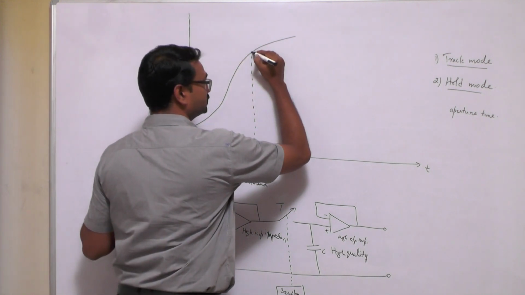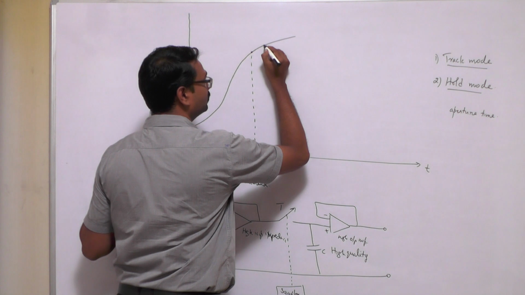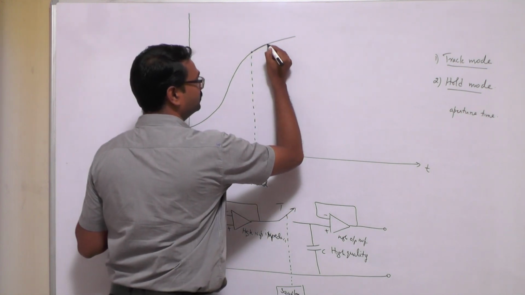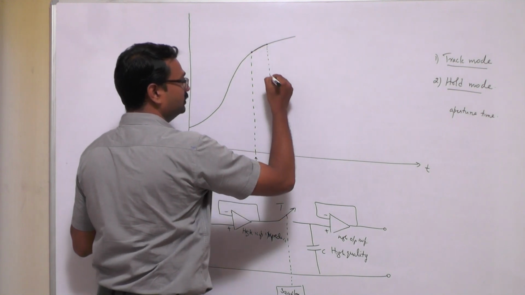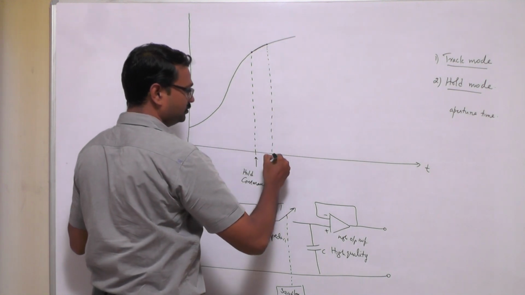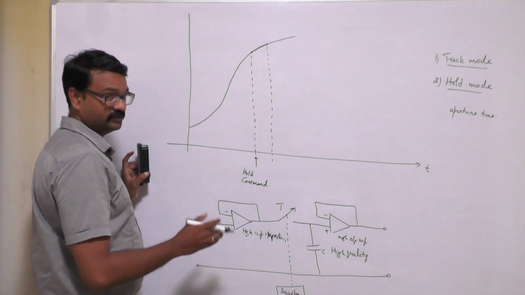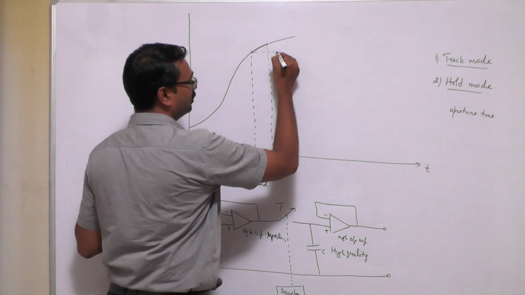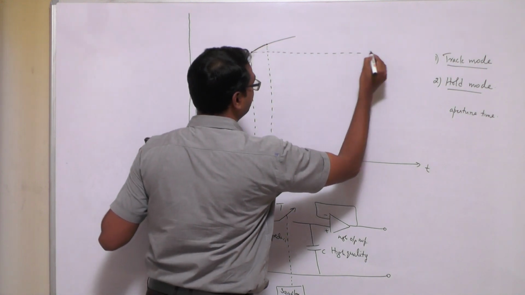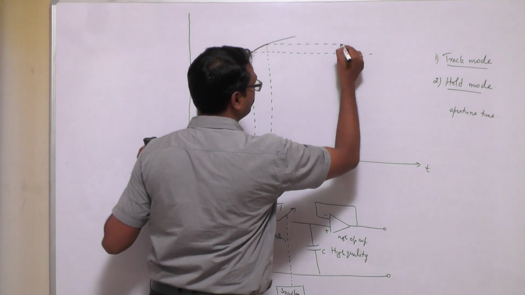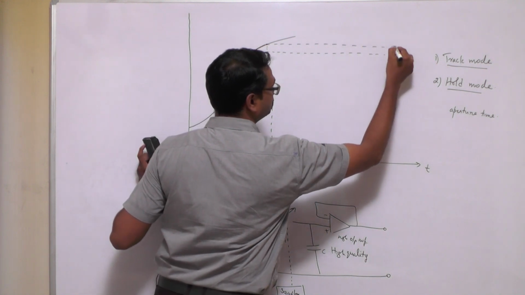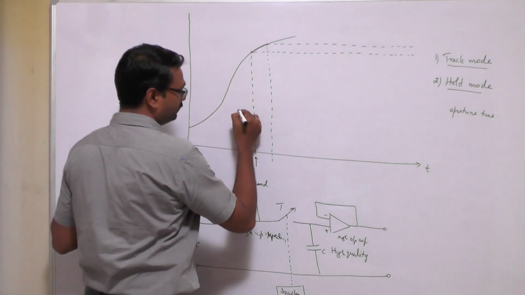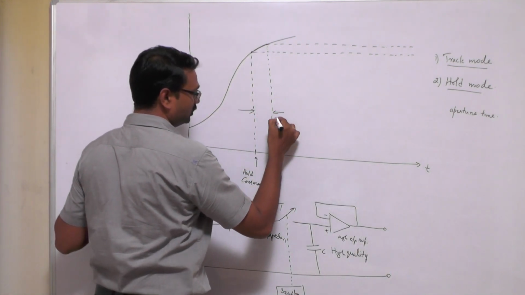The system or the device is still in the track mode, and after a certain time, only from this point you can say the hold mode is coming into picture. Because of the various technicalities or non-linearities, you can say, for example, if I draw a horizontal line to these two, what is happening inside the circuit, the capacitor. Now at this point, the difference between these two, this is called the aperture time.